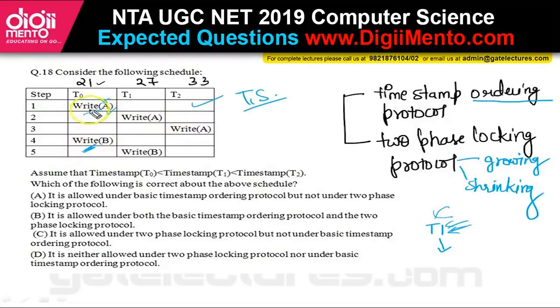If this statement had been present here and this one had been there, then it would be perfectly fine under timestamp and two-phase locking. But here T0 already released its lock, and after some time it is trying to acquire the lock, and the same is the case with T1. So that's why it follows the timestamp ordering protocol but not the two-phase locking protocol. So I guess it is allowed under basic timestamp ordering but not under two-phase locking protocol. So A is the answer here.